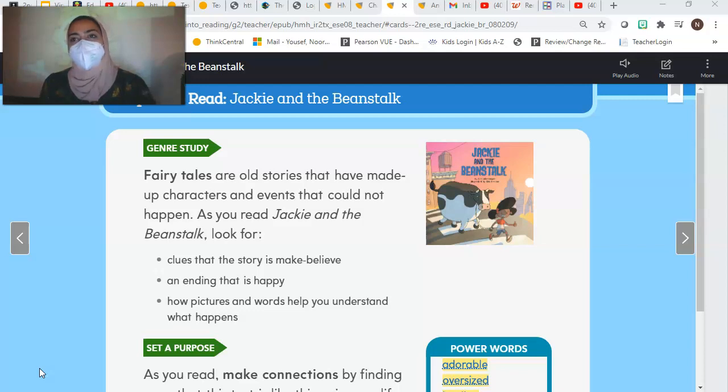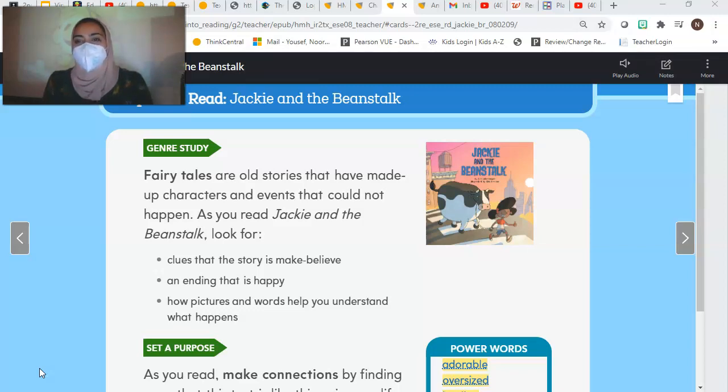What's the other story we read just before this? Jack and the Beanstalk. Was Jack a girl or a boy? Boy. What about Jackie? A girl. What's something they have in common? Just by looking at the first page. What's something they have in common, Leia?